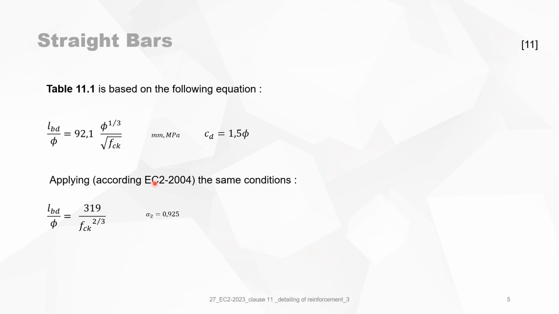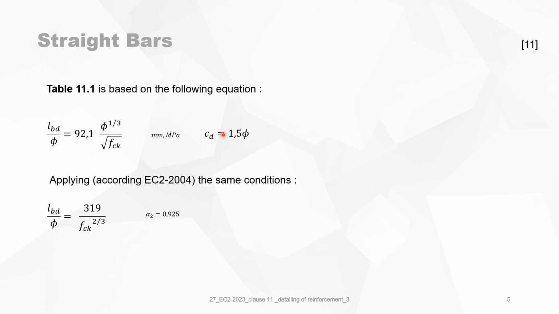Now, comparing this with Eurocode 2 version 2004 under the same conditions, I recalculate the formula according to Eurocode 2, and I find this relationship with the coefficient alpha 2 equals to 0.925. You see already there's a big difference between the two. And in the dependence of the concrete quality, there is a difference. In the dependence of the diameter, there's a big difference.